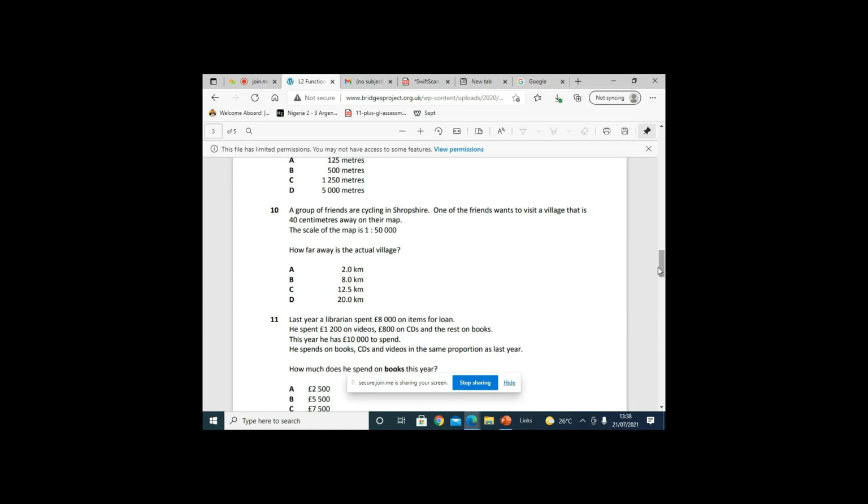That means that 1 centimeter represents 0.5 kilometers. So now do 40 times 0.5. It's going to be 20. Yeah, 40 centimeters away, not 4. You said 4 and I didn't read it. So that's 20 then. Yes.